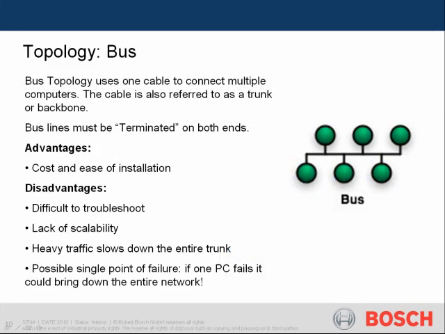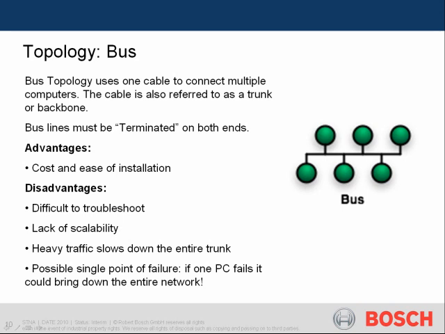The first topology we want to talk about is bus topology. This topology uses one main line, or trunk as it's referred to, as a backbone where all the computers are actually connected. On a bus topology, both ends have to be terminated. There are advantages to a bus topology. It's cost, you're only using one main cable to connect all the computers, and the ease of installation, I'm running one line. The disadvantages are as follows.